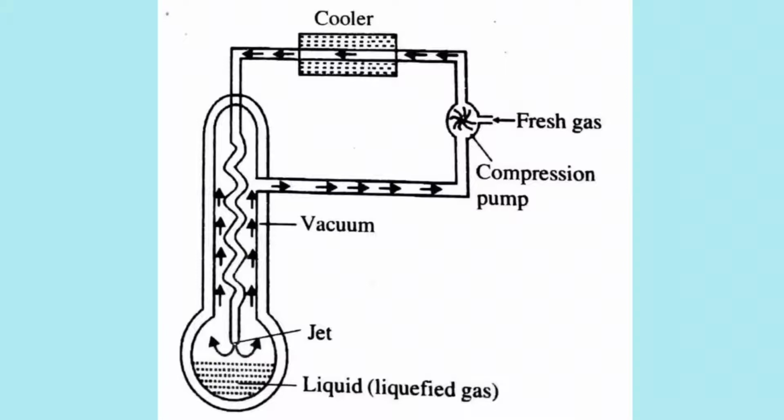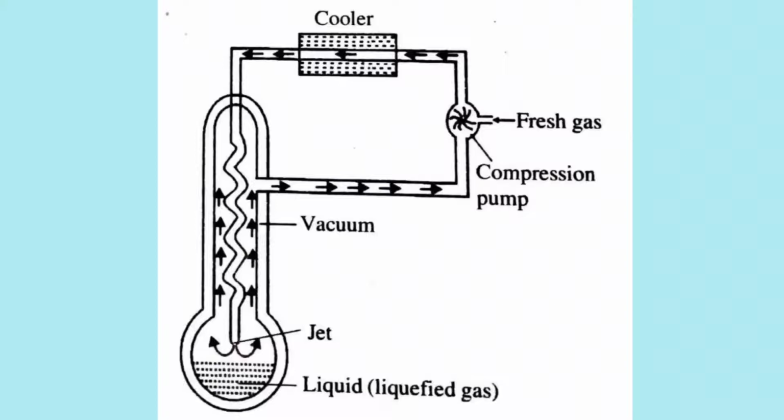Suppose it is 50 Kelvin; now if the process is repeated a second time, the temperature is found to be 40 Kelvin. That is, it goes on decreasing, and finally it reaches a lower temperature that is enough to liquefy the gas. And hence the liquefaction of gas occurs.